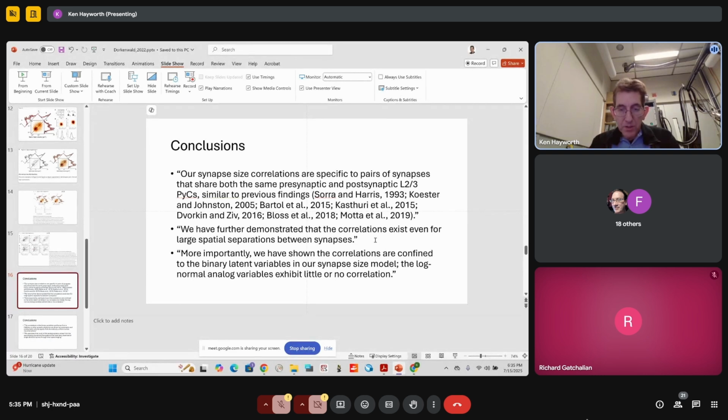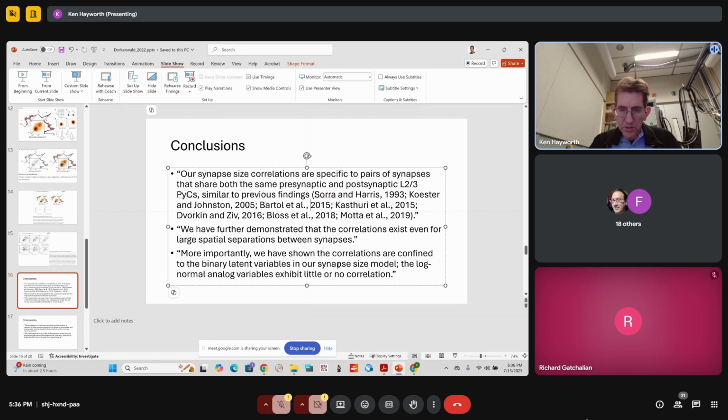We have further demonstrated that the correlations exist even for large spatial separations between synapses. I think this is a real key thing in this paper that none of these other papers could do because they were all on very small volumes, except this MATA paper, which we should cover at some point. I'll talk a little bit about it in a second.